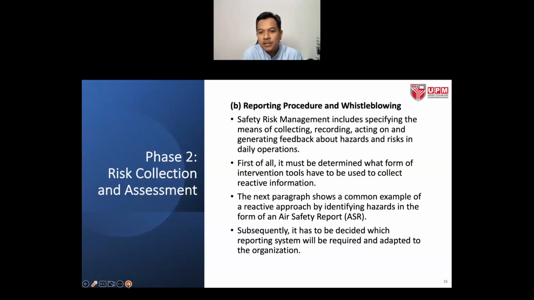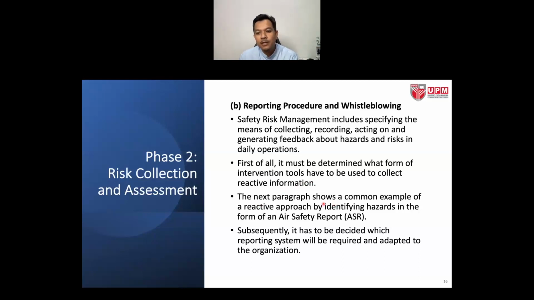Next, reporting procedure and whistle blowing. What is it actually? So, safety risk management includes specifying the means of collecting, recording, acting on, and generating feedback about hazards and risks in daily operation. First of all, it must be determined what form of intervention tools have to be used to collect reactive information. Do you need to provide a system or a platform or apps for all the workers to provide information?